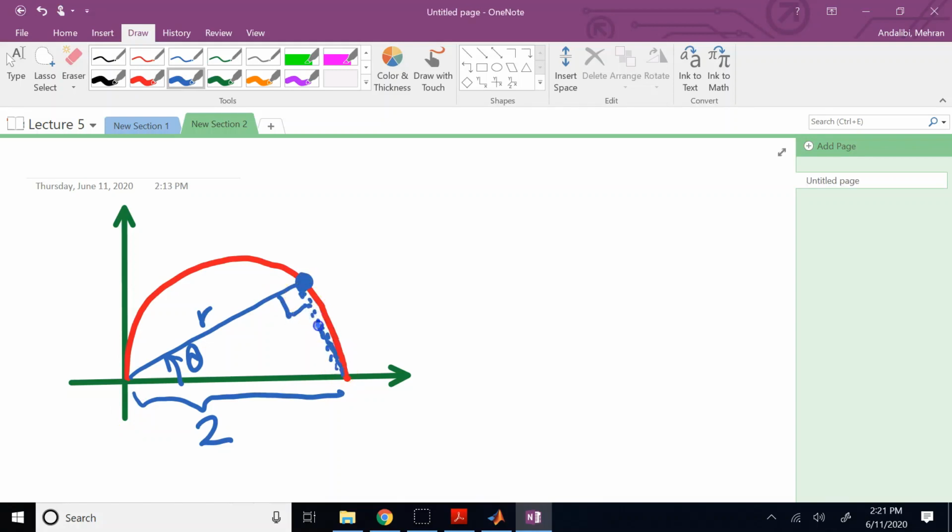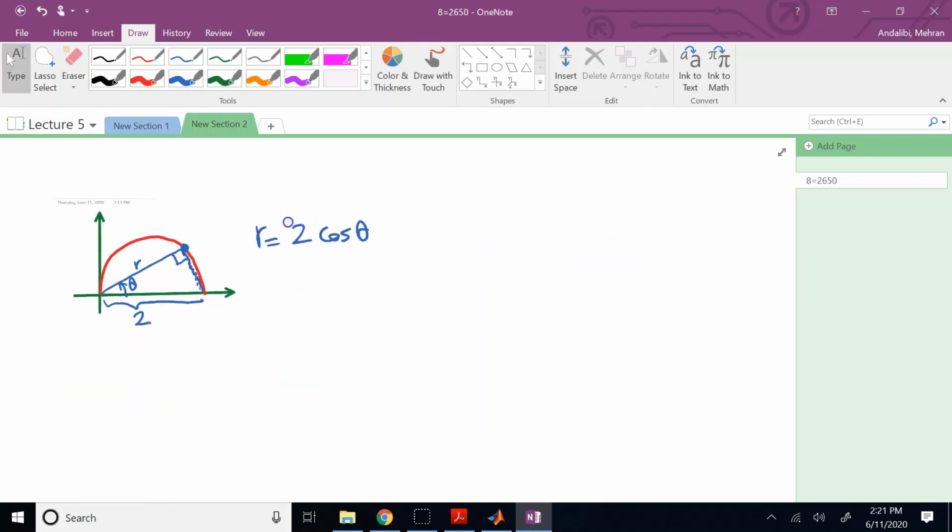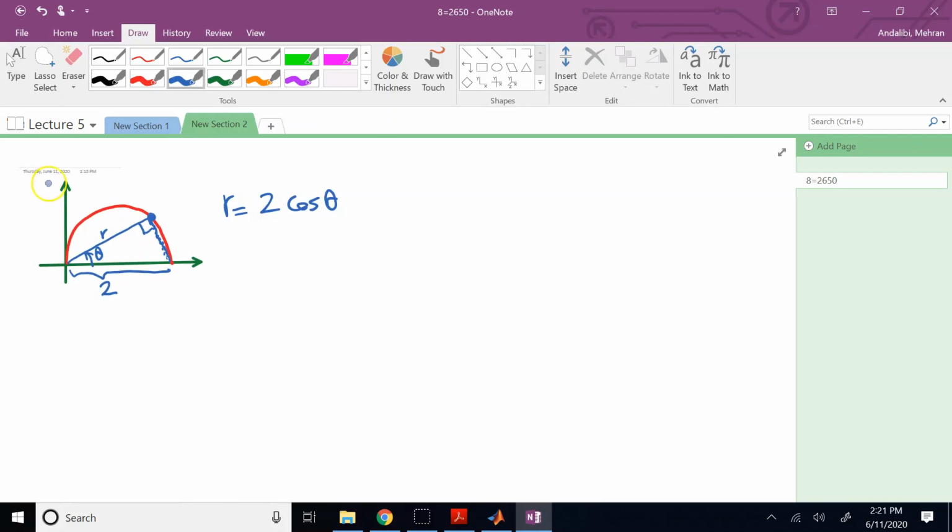A right triangle. And so r here is adjacent to theta, and hypotenuse is 2, so clearly r is what? 2 times cosine theta. Okay, so that's the first thing that we can show why that's the way it is.